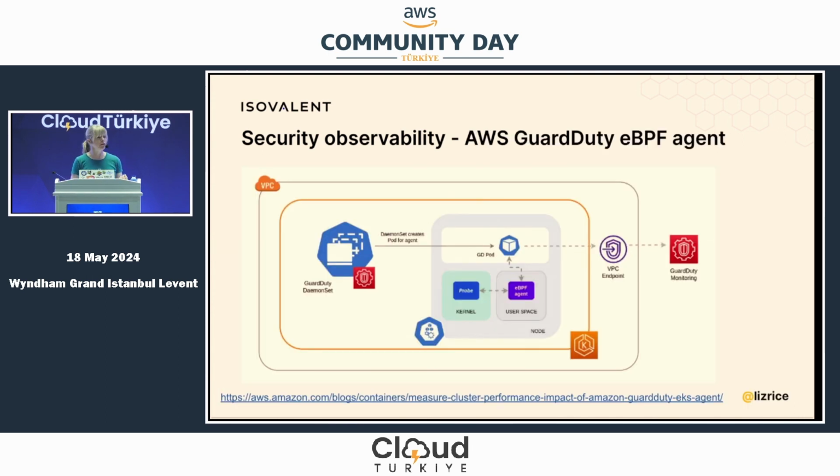Another example of a security observability tool built using eBPF is AWS GuardDuty, which also uses eBPF running in Kubernetes as a daemon set. So if you're running it on EKS, it's running as this GuardDuty daemon set and creating alerts or creating events if it detects events that are outside the security policy.